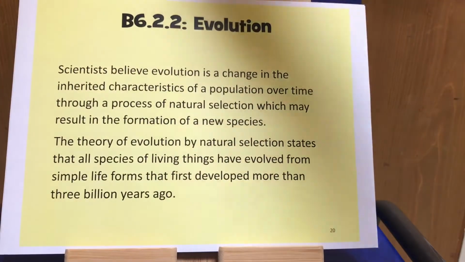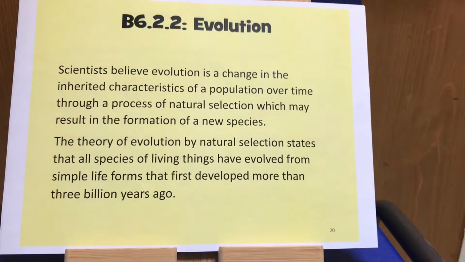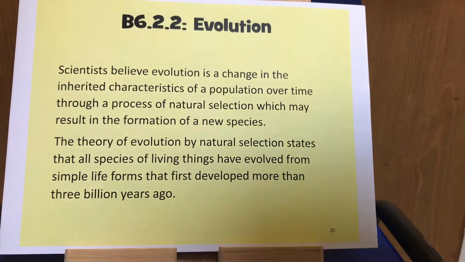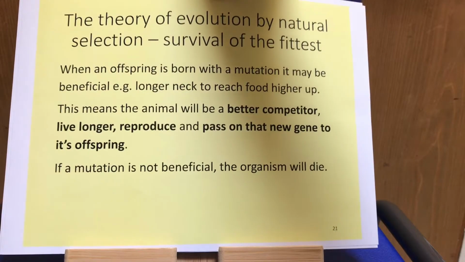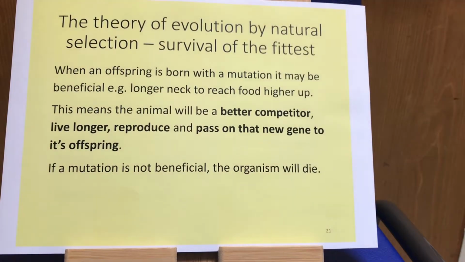Now, scientists believe that evolution is the change in inherited characteristics of a population over time. Remember, we said a population is of the same species, and this is through a process of natural selection. The theory of evolution by natural selection states that all species of living things have evolved from simple life forms that first developed more than 3 billion years ago. The theory of evolution by natural selection, referred to as survival of the fittest, is what Darwin talked about. Now, this is quite often a 3 or 4 mark question.